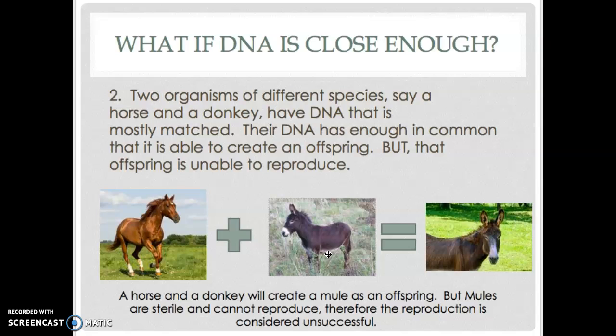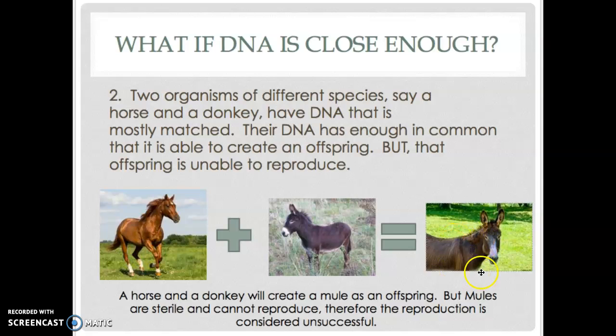So the horse and the donkey DNA will zip, but it's broken. It's got some problems. So it makes an offspring. In this case, it will make a mule. The problem with mules is they can't reproduce. Mules can't make mule babies. The only way to get a mule is from a horse and a donkey. So since the mule is not able to reproduce, that reproduction is considered unsuccessful.